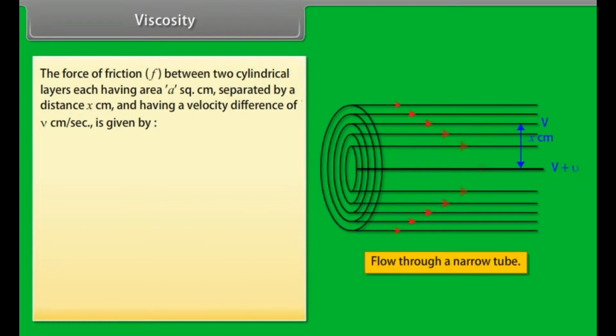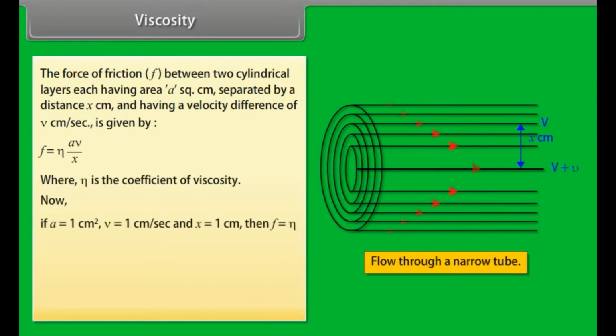The force of friction F between two cylindrical layers, each having area A square centimeter separated by a distance x centimeter and having a velocity difference of nu centimeter per second is given by F is equal to eta A nu by x, where eta is the coefficient of viscosity. Now, if A is equal to 1 centimeter square, nu is equal to 1 centimeter per second and x is equal to 1 centimeter, then F is equal to eta.